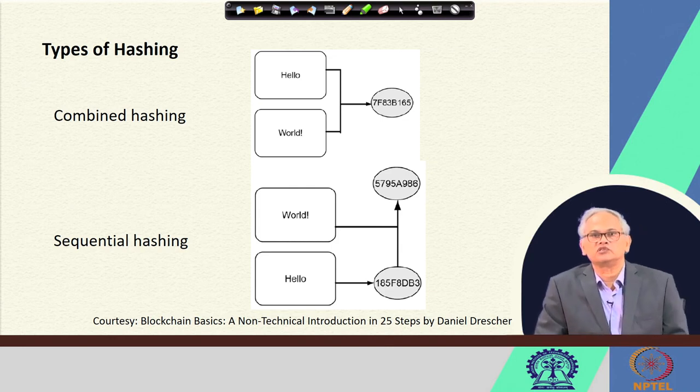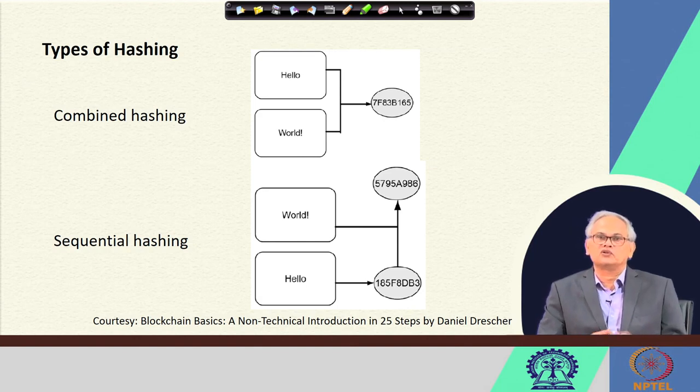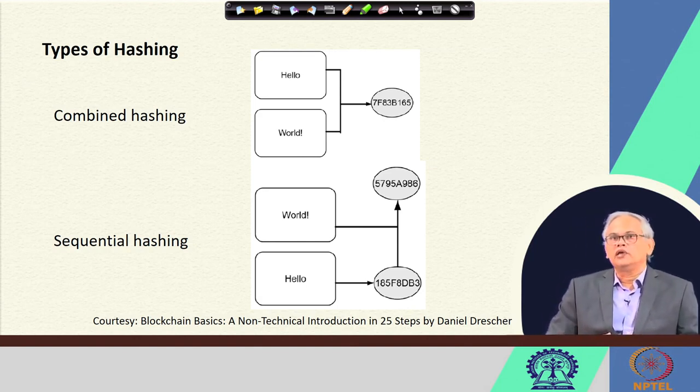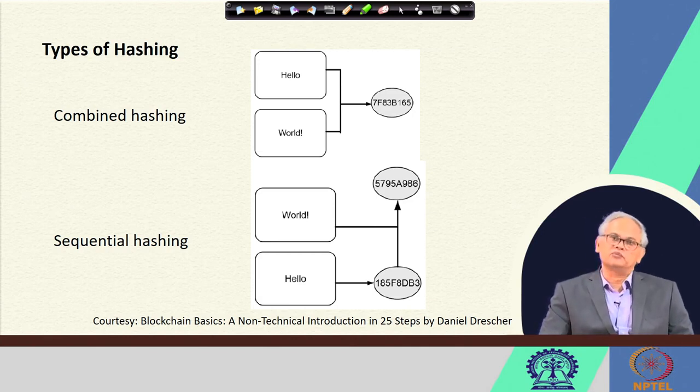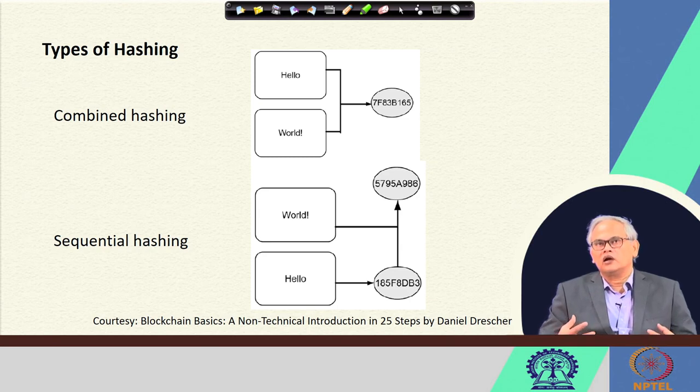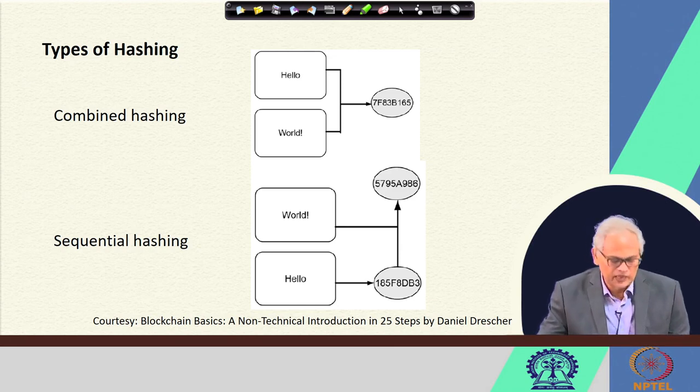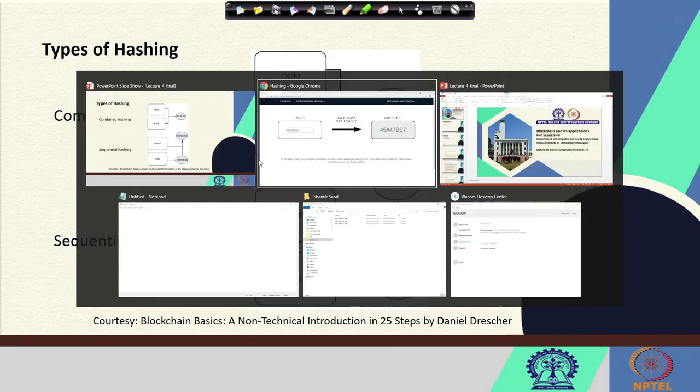The next type that would be possible is that we first apply the hash function on hello, and then we combine this hash with the second message, which is world exclamation mark. So, what we need to do is that we first have the output of hello, and then we concatenate that at the end of world exclamation mark. Now I get a concatenated string and apply the hash on that. So, let us try out whether we have been able to understand what is being mentioned here.